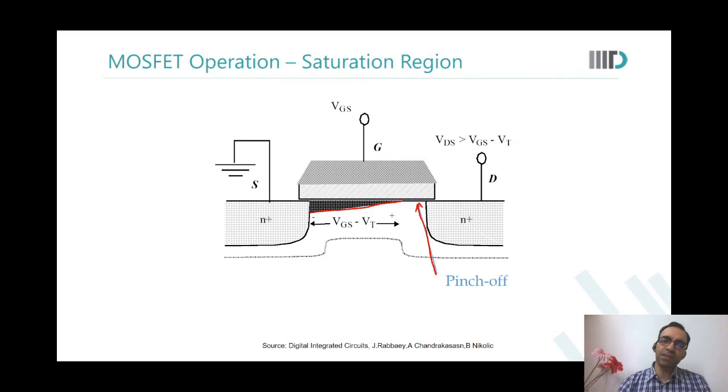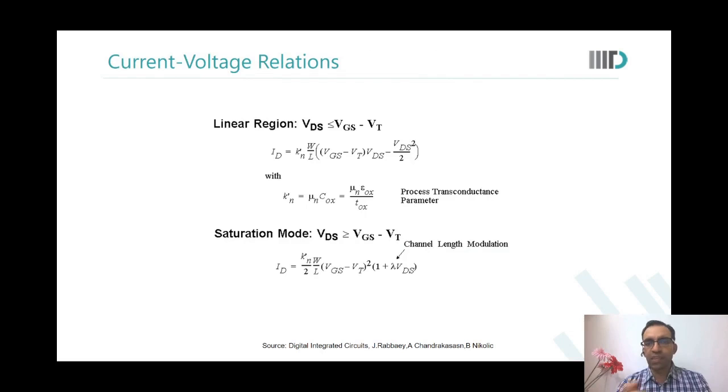Pinch off says that, now since pinch off has happened, the change in current that would flow would be less. So in fact, we call it saturation, that after this, even if you increase VDS any further, there will be no change in current, IDS, at the same gate source voltage. Okay. And these are the equations that we remember from earlier classes on MOSFET behavior. All of you remember these?